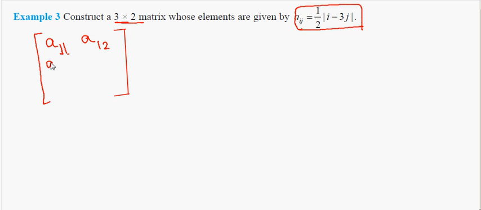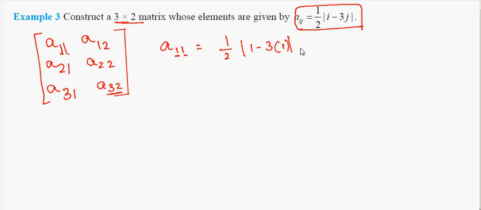Next is A21, that is second row, first column; A22, second row, second column; A31, A32. So you can see the order is 3 by 2. First I need to find the elements. So how to find A11? Here i is 1 and j is also 1. So it will become half into modulus of 1 minus 3 into 1, that is minus 2. The modulus will be plus 2, so 2 by 2, which is 1.